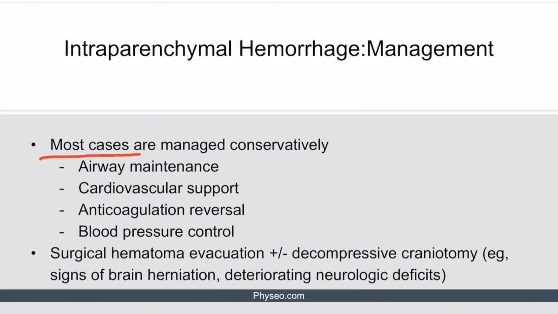Most cases of intraparenchymal hemorrhage can be managed conservatively with airway management, cardiovascular support, anticoagulation reversal if the patient takes anticoagulants, and blood pressure control. A surgical hematoma evacuation with or without a decompressive craniotomy is considered if there are some indications. For example, if there are signs of brain herniation or deteriorating neurologic deficits.